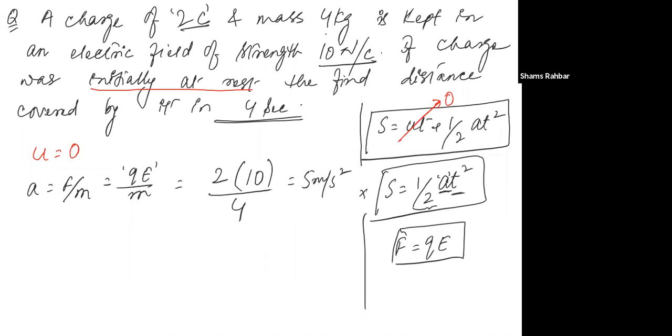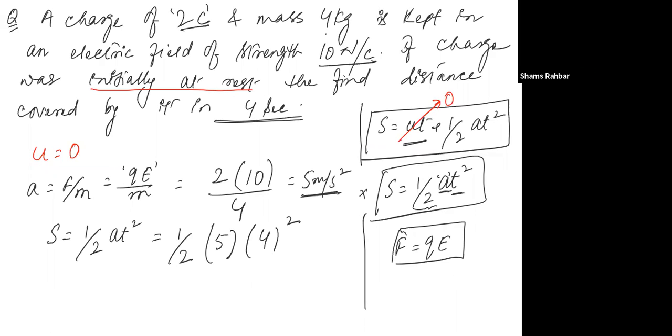This is the acceleration. Now you just have to plug in this value in the formula S is equal to half AT square, because U is 0. You will write it as half A. What is the value of A? The value of A is 5 that you have just calculated, and the value of time is 4 squared. So this will become half into 5 into 4 square, means 16, right? Half into 5 into 16 will become equal to 40 meter.